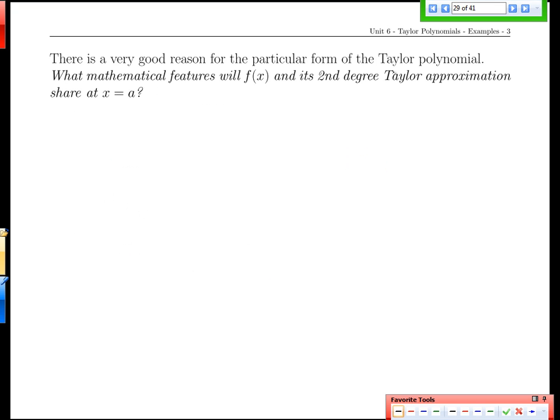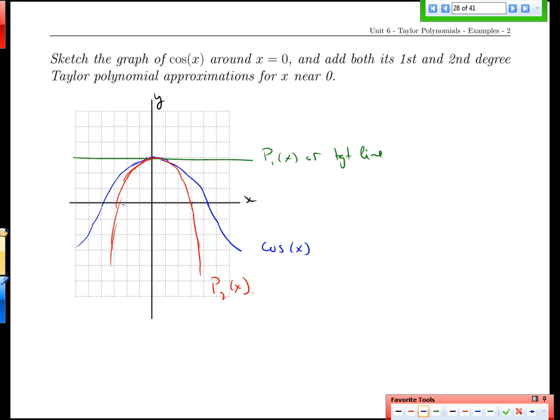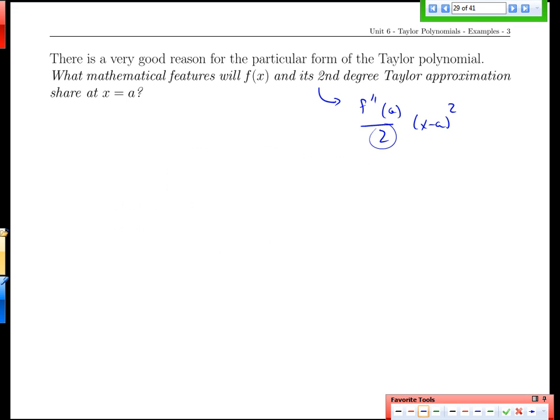All right, why is that over 2 part there? Why do we have this f double prime of a over 2 times x minus a squared? Why is that 2 there? Well, let's compare the derivative of cos and the derivative of our function. Let's go back to here. Let's compare the second derivatives in particular. We know they had the same first derivative, but let's compare their second derivatives.